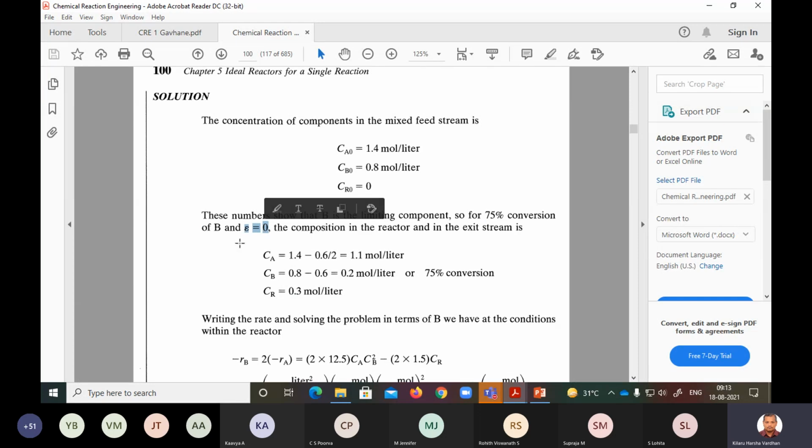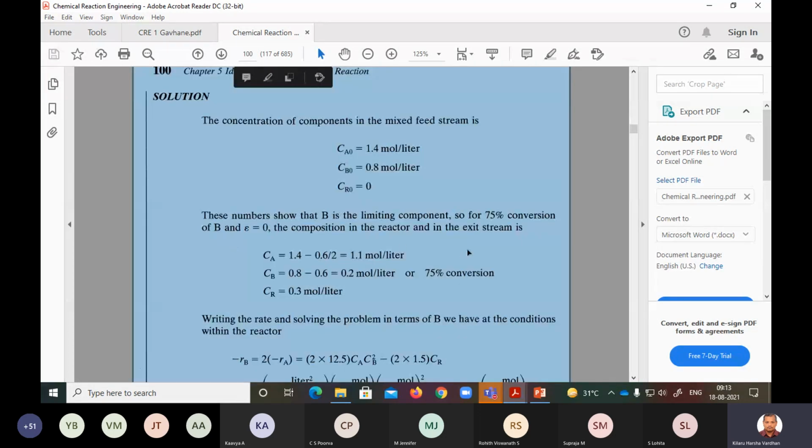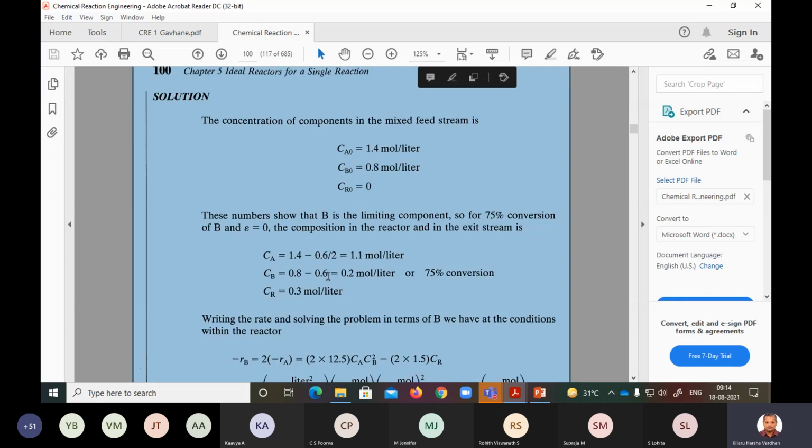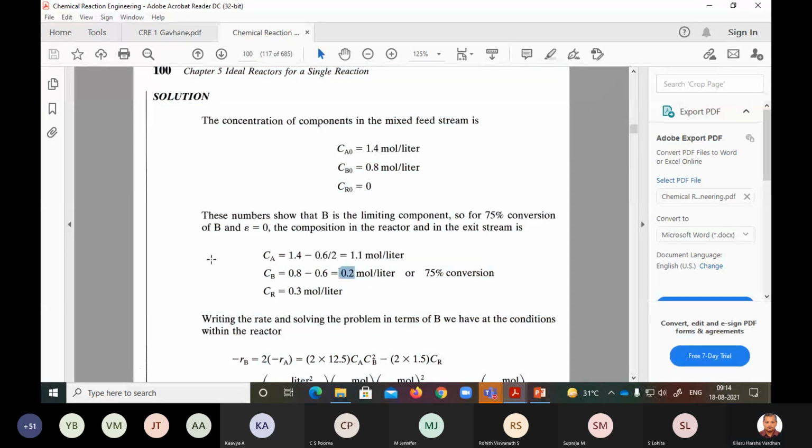You know that epsilon is 0 because it is a liquid phase reaction. So what will be the composition? Ca is 1.4. Let us calculate for Cb first. 75% conversion is required, so you can calculate Cb, because Cb is Cb naught into 1 minus Xa. Xa is known, so from that you can calculate Cb. Cb is 0.2 moles per liter for a 75% conversion; this will be your final B.